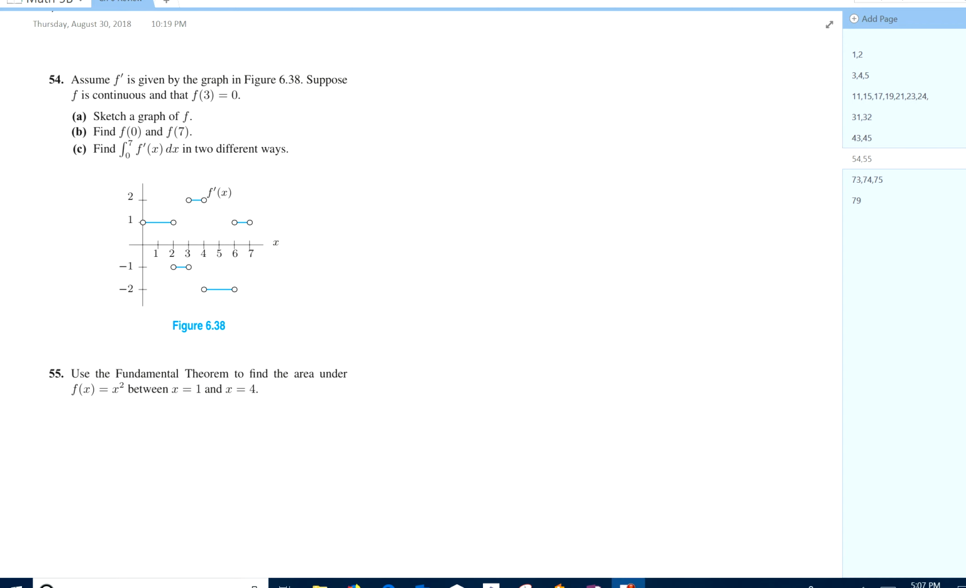Okay, let's see. We've got the graph of f prime here, and f is continuous, meaning no jumps, gaps, holes, anything like that. It's connected. f of 3 is 0, so I'm going to sketch f. I know that f of 3 is 0. So I'm graphing f.